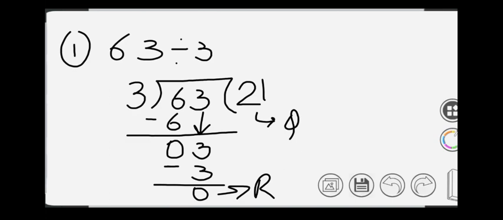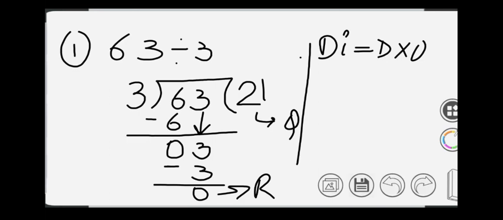Now here also we will be using the same steps to cross check the numbers. In order to verify our answer, we will be using the same formula, that is dividend is equal to divisor multiplied by quotient plus remainder. But here also the remainder is 0. That's why we will be skipping the remainder part. So we will be just multiplying divisor and the quotient.